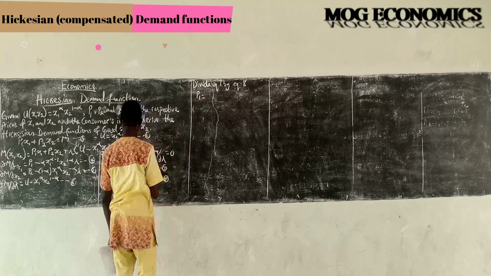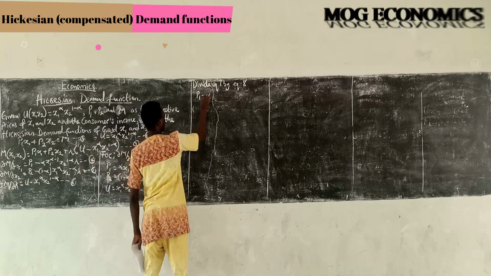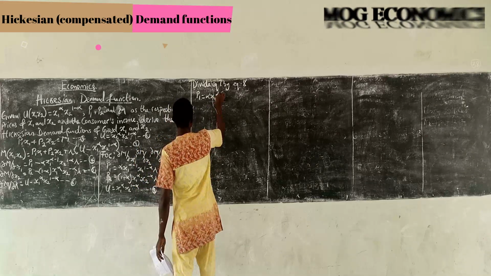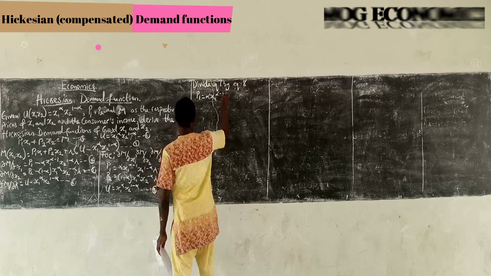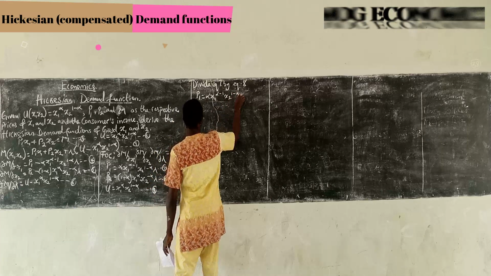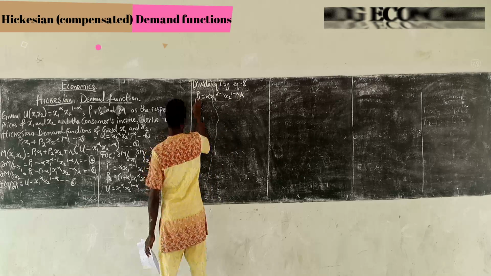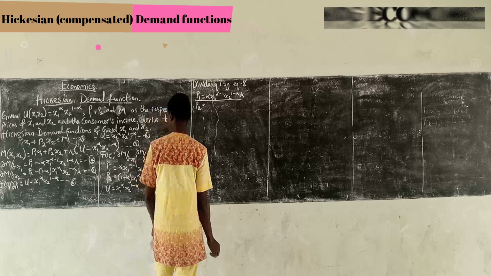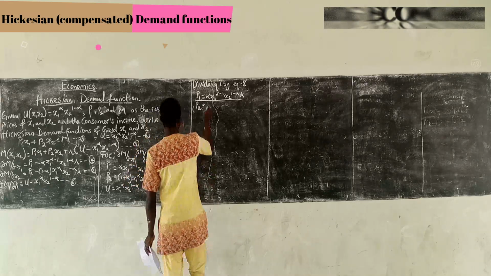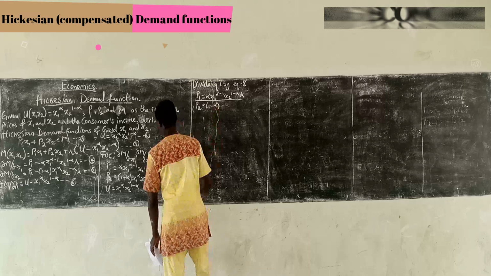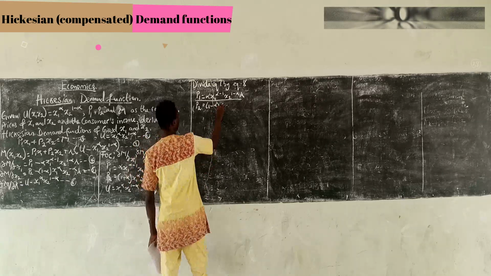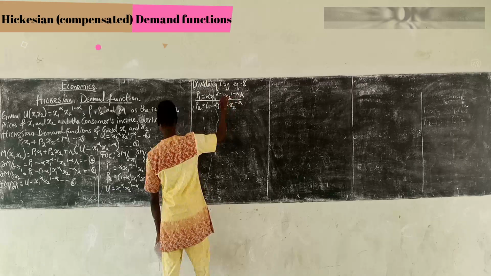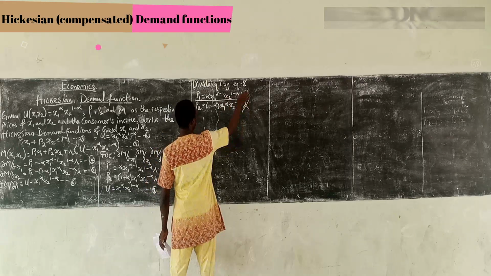P1 equals alpha x1, alpha minus 1, right? Then x2, 1 minus alpha, lambda, right? Divided by P2, equals what's P2? 1 minus alpha, right? x1 alpha, x2 minus alpha, then lambda. So lambda takes away lambda.